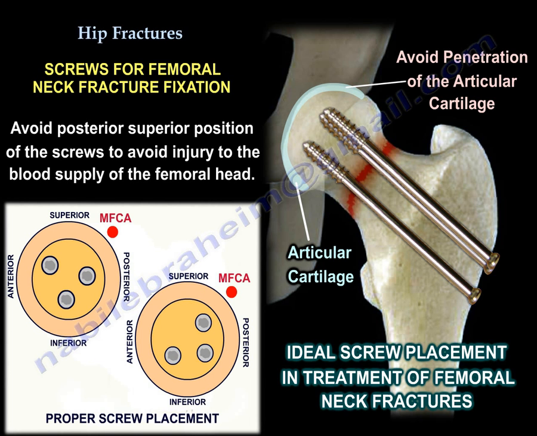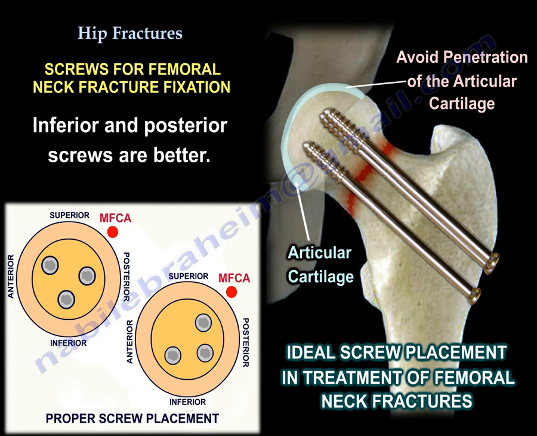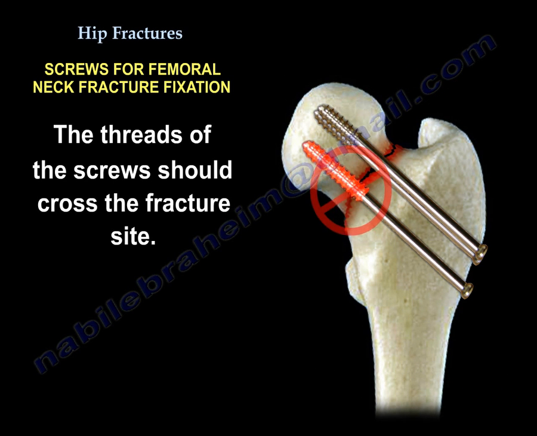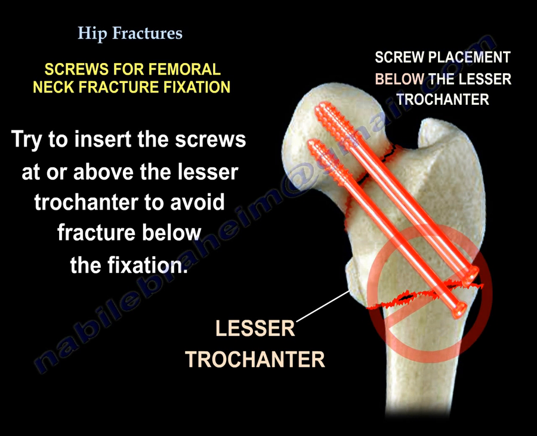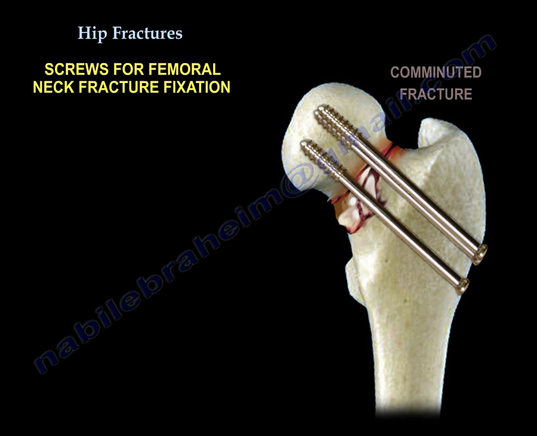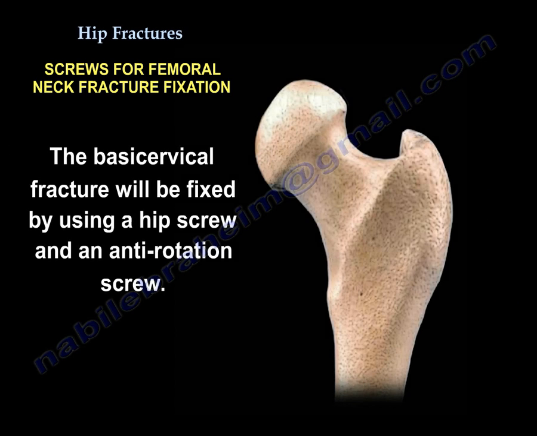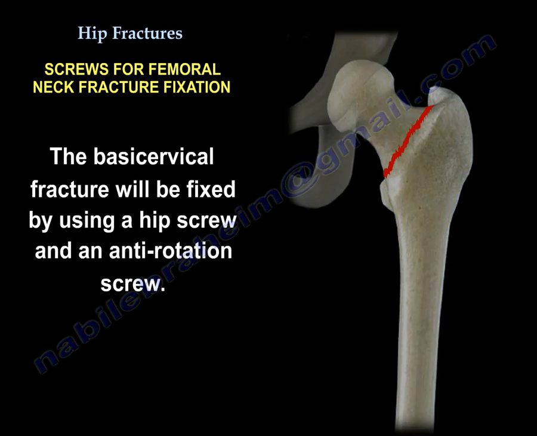Avoid posterior superior position of the screws to avoid injury to the blood supply of the head. Inferior and posterior screws are better. The screw threads should cross the fracture site. Try to insert them above the lesser trochanter to avoid fracture below the fixation. If the neck is comminuted, add a fourth screw. The basicervical fracture will be fixed by hip screw and anti-rotation screw.